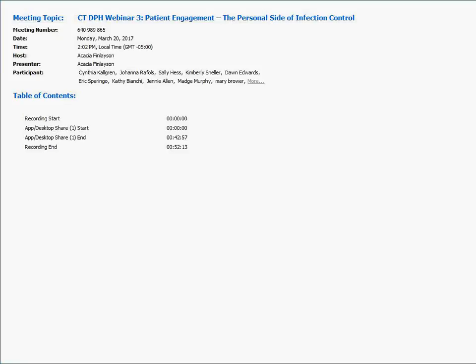But we do have a question from Dr. Richard Melcrit from the Connecticut DPH for you, John. And he asked, could Don talk about how to overcome resistance from staff when a patient advocates for her or himself?